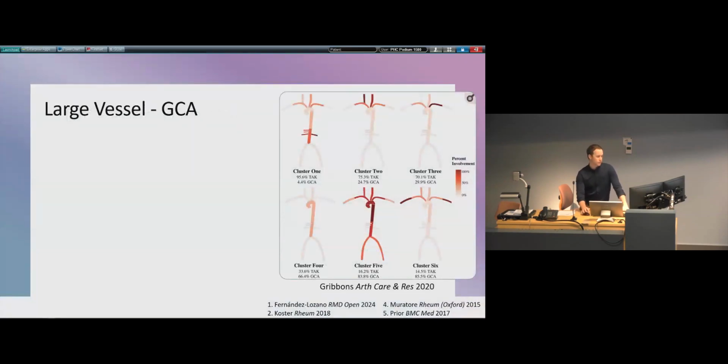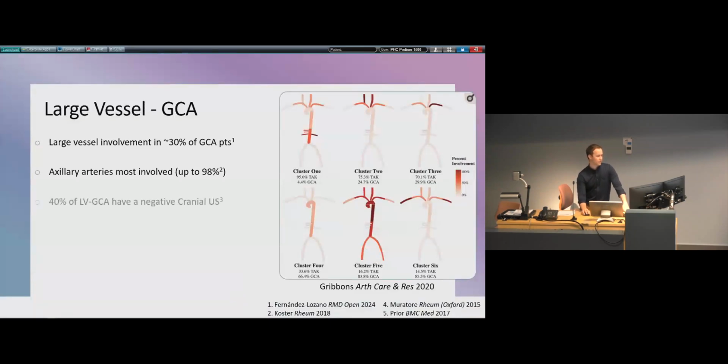Now, large vessel GCA. So this is kind of a phenotype that we're increasingly aware of. There's large vessel involvement, which predominantly is the aorta and its major branches, which this 2020 study basically tried to take a great deal of TAC and GCA patients and put them into different clusters. And this cluster 6 is probably the most representative. Axillary involvement is present in about 98% of patients with large vessel disease. And about 40% of these patients have a negative cranial ultrasound and about 50% a negative biopsy. So we really do have to look for this involvement, and certainly CT angiogram is an important initial step that will commonly involve, if not vascular ultrasound.